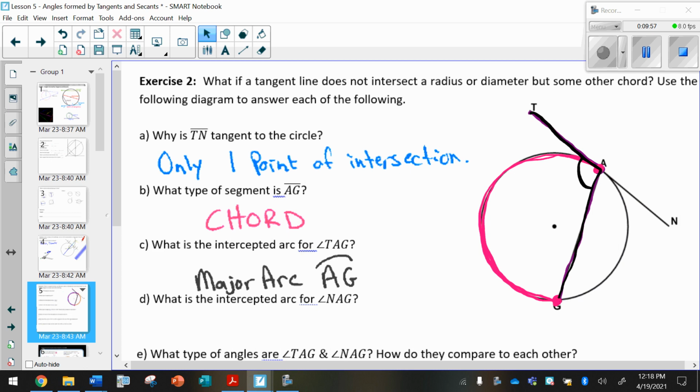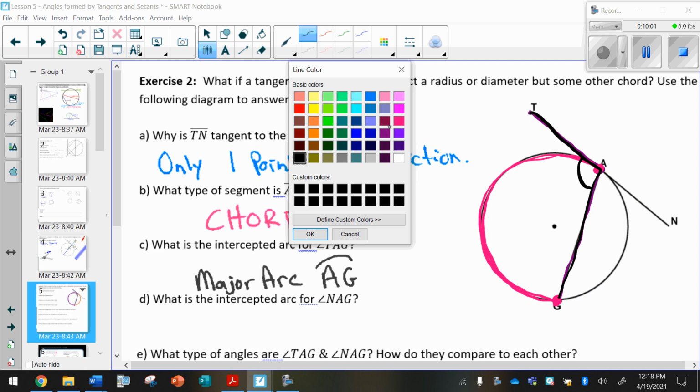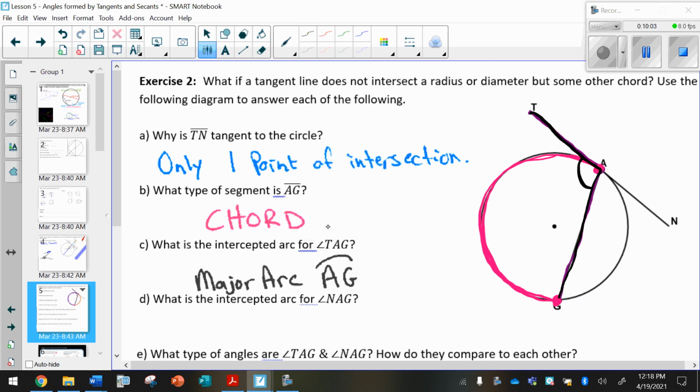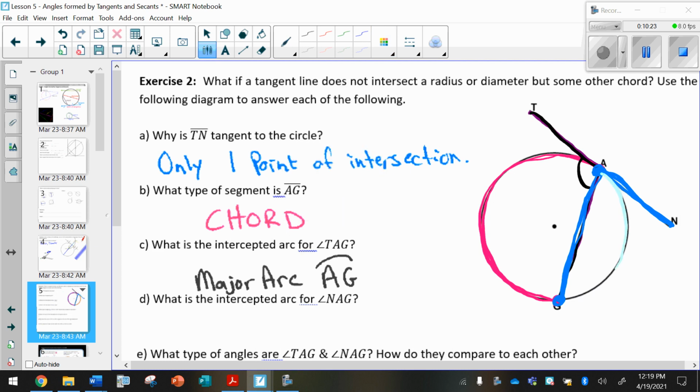On the flip side, what is the intercepted arc for angle NAG? Well, angle NAG intersects the circle at the same points, A and G again, but the intercepted arc there, being on the interior of the angle, is going to be minor arc AG.